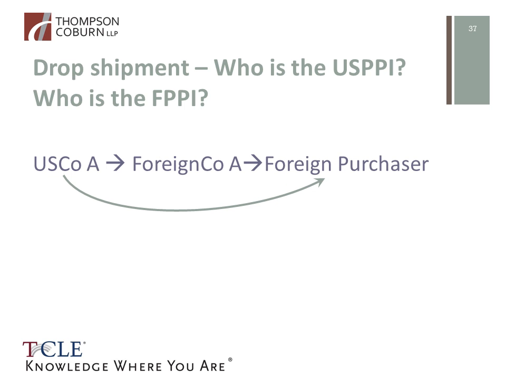Let's look at a different drop shipment scenario. So here we have U.S. Company A selling to foreign company A, but shipping to another company, foreign company B, the foreign purchaser. So we only have one U.S. party, so I think it's going to be obvious who is the U.S. principal party in interest. But who's the foreign principal party in interest? Is it foreign company A or the foreign purchaser? We have a bunch of people weighing in, and I would agree, most people are saying foreign company A is the foreign principal party in interest.